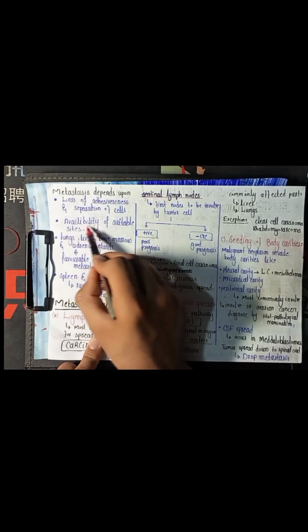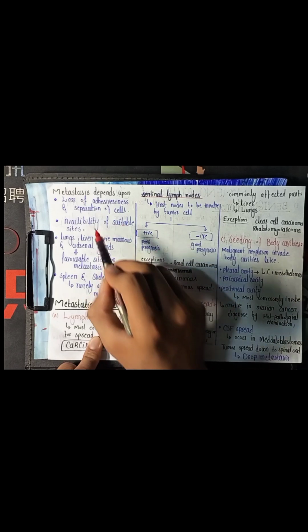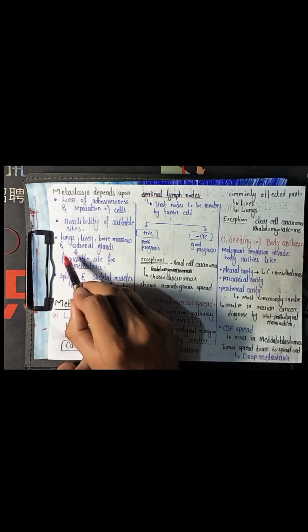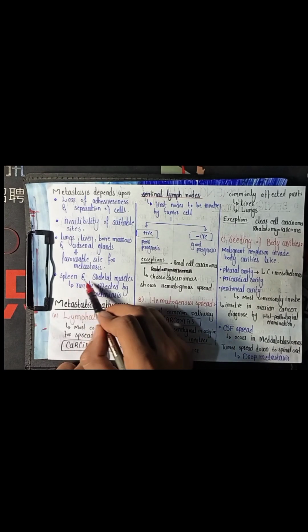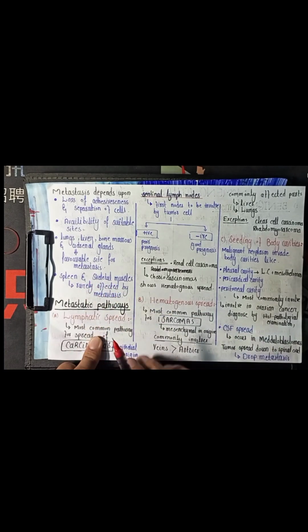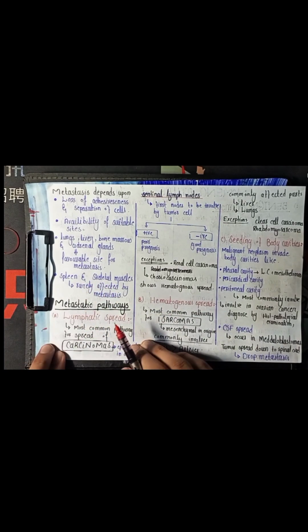Similarly, it also depends upon the availability of suitable sites like lung, liver, bone marrow, and the adrenal gland. They are suitable sites for metastasis, whereas the spleen and the skeletal muscle are rarely affected by the process of metastasis.